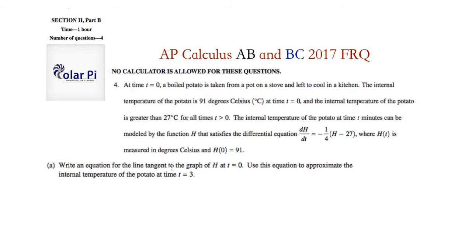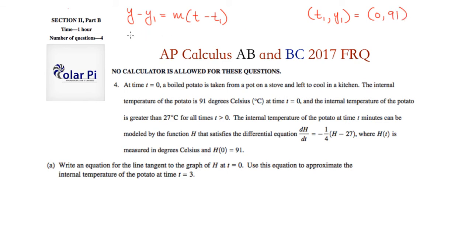In part A, what we have to do is use a tangent line to the graph of h at t equals 0 to estimate the value of h at t equals 3. First, we need to come up with the equation of the tangent line to h at t equals 0. As with all tangent lines, we can write the equation in point slope form as y minus y1 is equal to m times, normally x minus x1, but here t minus t1, because the independent variable is t in this case. And the point we're given, t1 comma y1, is 0 comma 91.